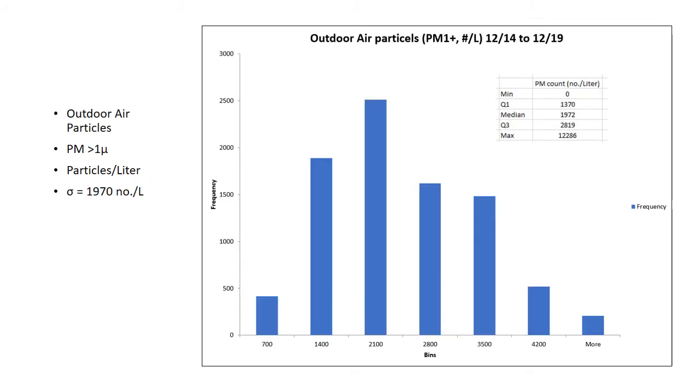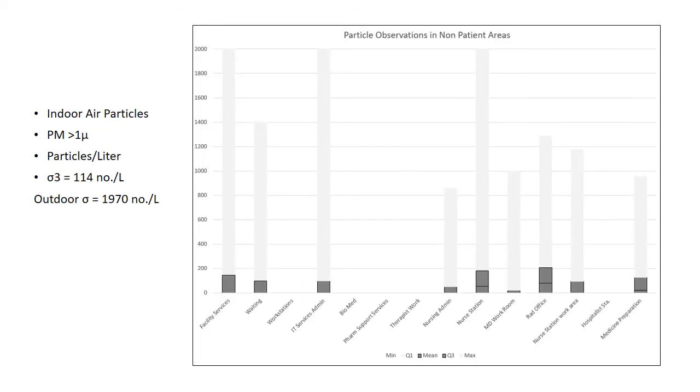So then switching tracks, this is the outdoor air particle data. The particle data that we have is from their optical sensors that measure particles of PM1 and greater, in units of particles per liter. There's a lot more spread in this data, but the mean was 1970 particles per liter across that period. And here's our indoor data for non-patient areas.